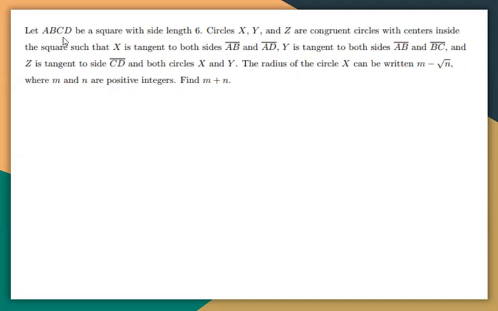So this was a middle school question, number 20, which is meant to be the most challenging problem on the test. It's given that there's a square with side length 6, and the circles X, Y, Z are congruent. Let's highlight those just to start with.